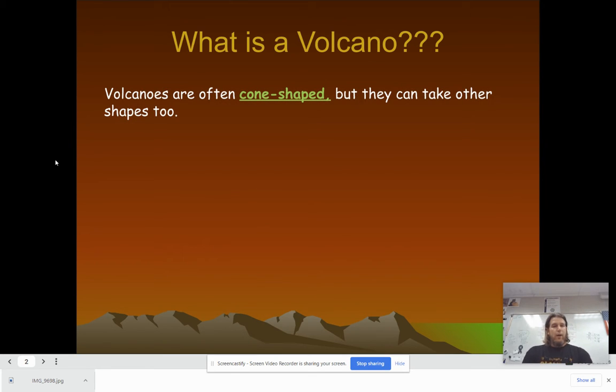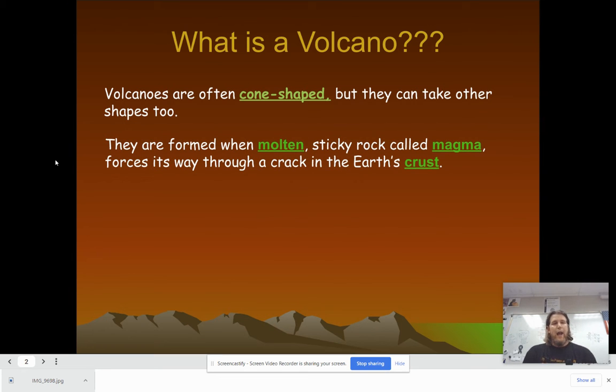So volcanoes are often, but not always, cone-shaped, but they could take other shapes as well. And they are strictly formed when molten, we can call it sticky rock, called magma, underneath the surface, forces its way through a crack in the Earth's crust. So like with earthquakes, there was a break in the Earth's crust, and that's where movement occurred. Well, with volcanoes, they still need some sort of conduit, some sort of pathway to get to the surface, and that's what the volcano provides. So some sort of crack in the earth, the magma will rise up, it comes out over the earth, and then it's lava.